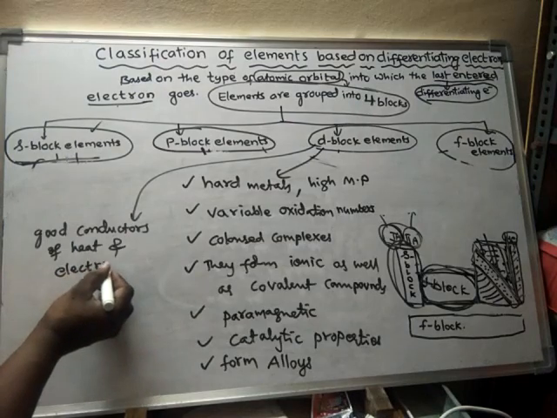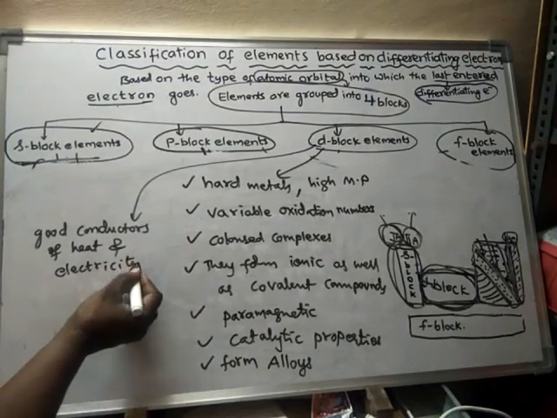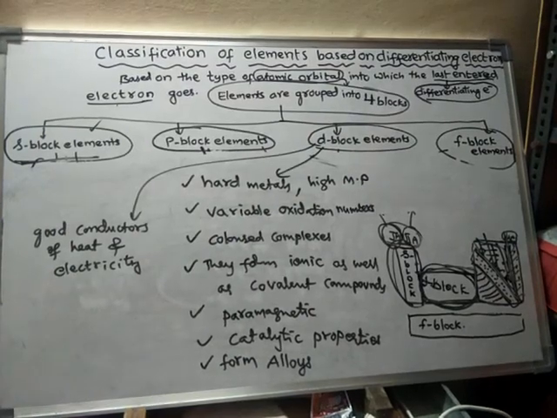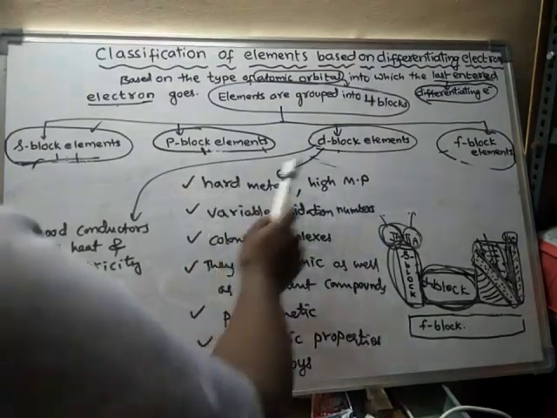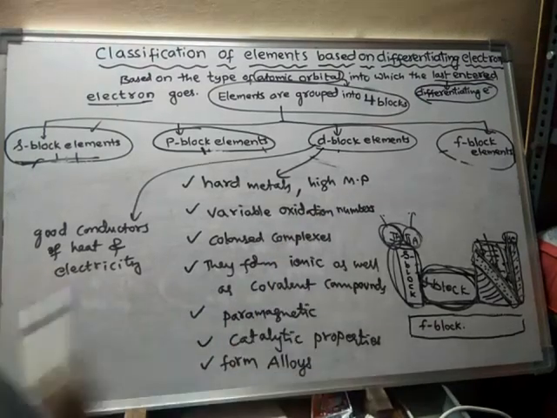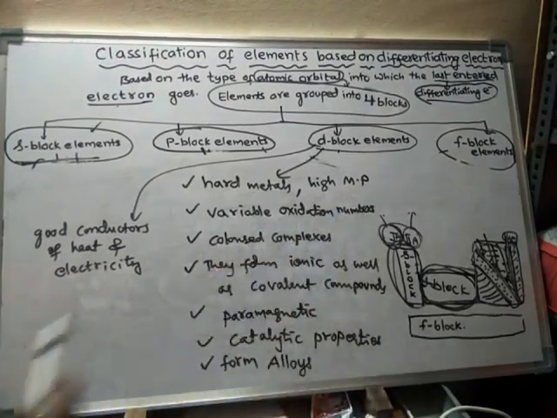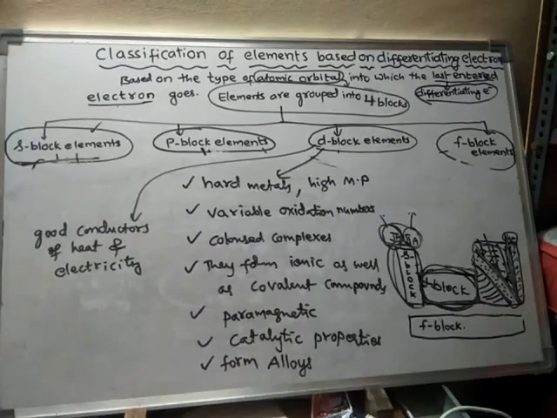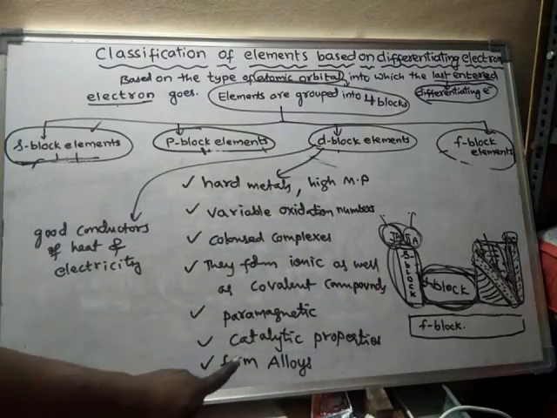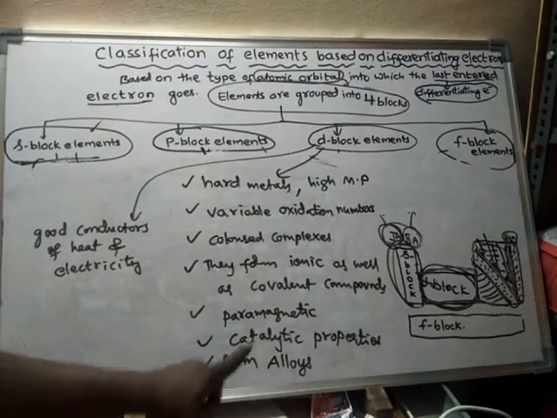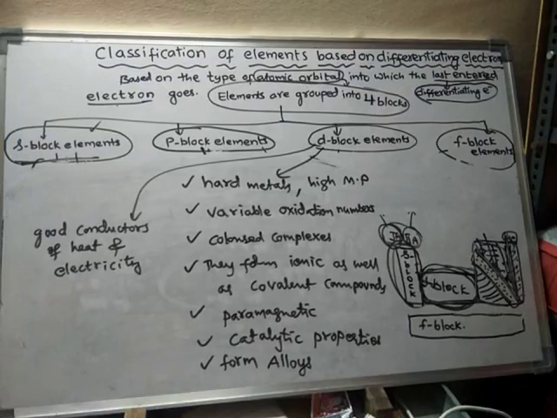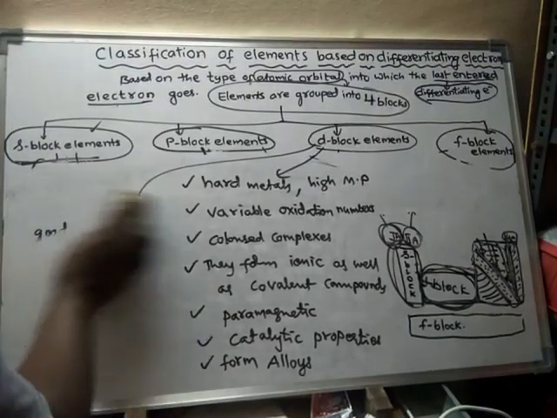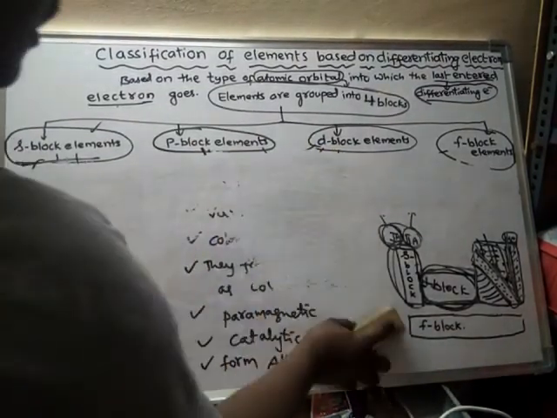So like this, the general characteristics of D block elements can be discussed. D block elements are hard metals. They possess high melting point. They show variable oxidation numbers. Okay, they form colored complexes. They form ionic as well as covalent compounds. They are paramagnetic in nature. They show catalytic properties. They form alloys. They are good conductors of heat and electricity. So like this, the general characteristics of D block elements can be discussed.